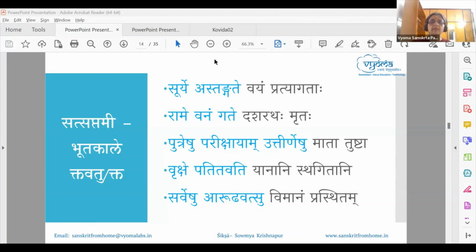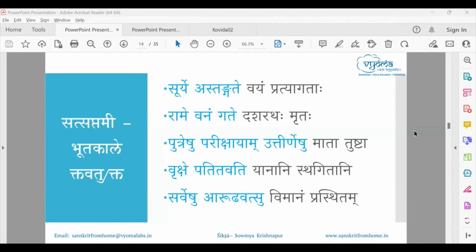Vani Krishnavarya Bhagini. Namaste Bhagini, Ram Ram. Ram Ram. Namaste.